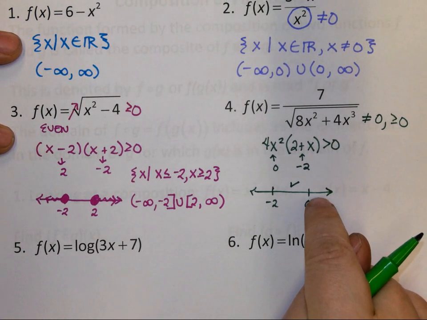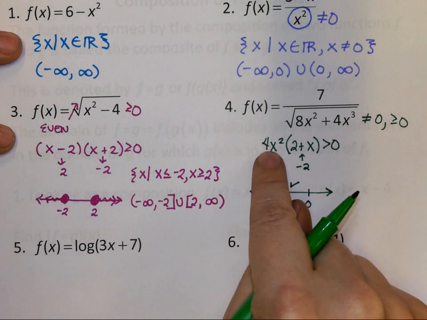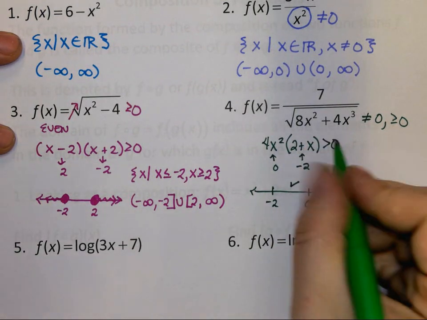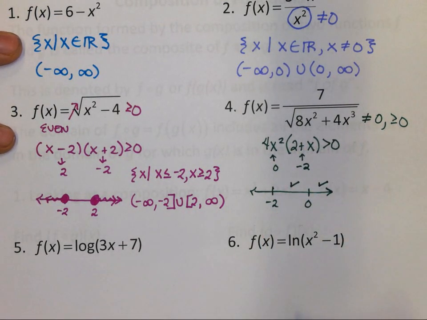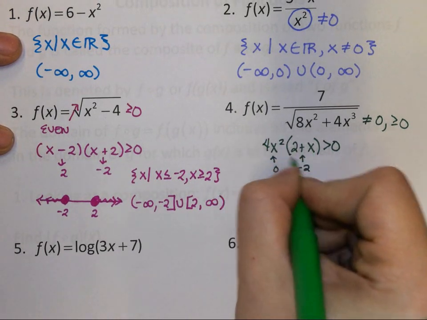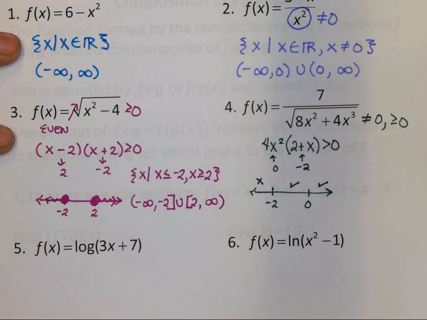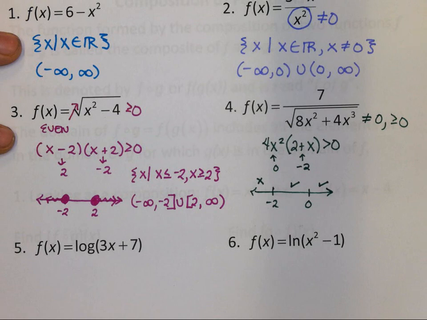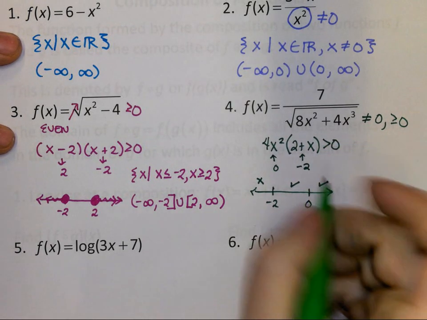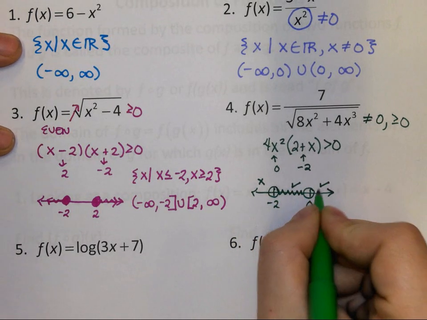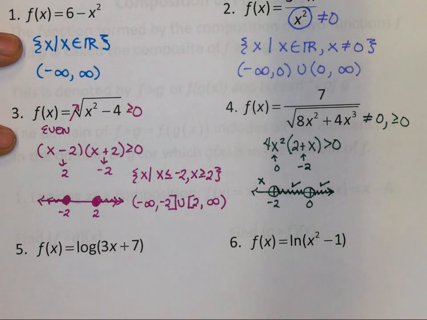If I plug in a positive 1, that's going to be a positive 4. That's going to be a positive 3. Positive times a positive is a positive. If I were to plug in a negative 3, this would be positive, this would be negative. That does not work. So you've got some weird stuff going on here. What kind of circles do I have? Open or closed? Open, because it is greater than. This is part of my answer. That is not. And this is part of my answer.